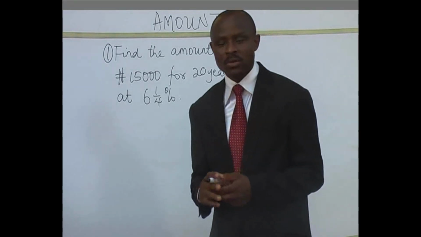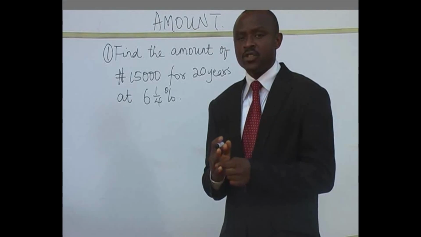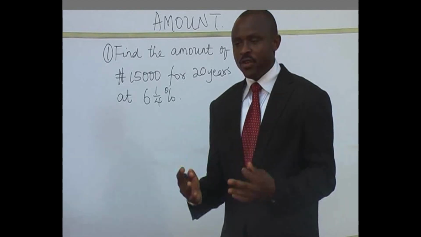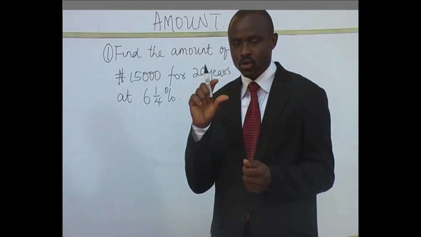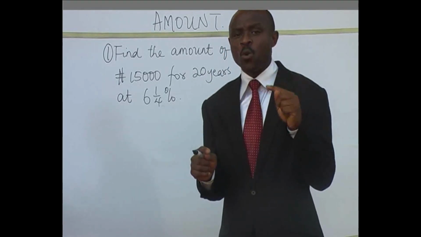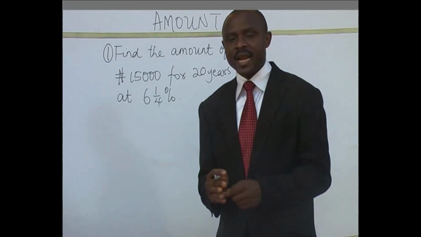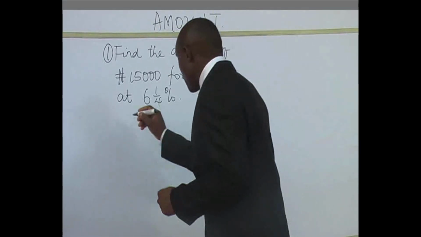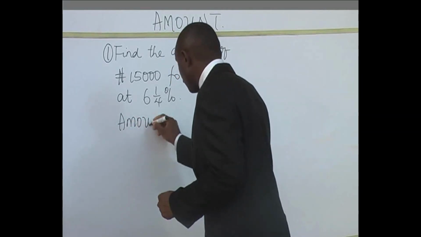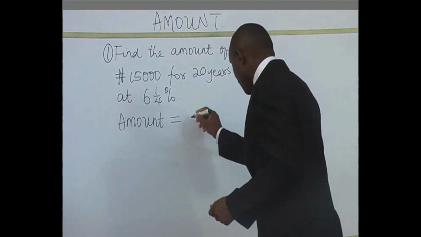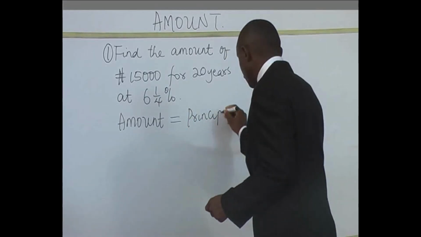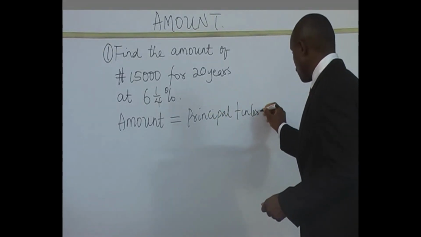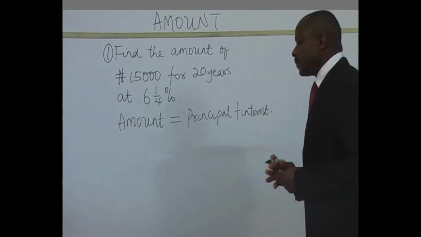We have arrived at another topic. That topic is called amount. But it's not very far from simple interest that we just concluded. When you are asked for amount, it is simply when you finish calculating the simple interest, that interest you got, add it to the principal from where you calculated the interest. That is to say that amount is equal to the sum of the principal and the interest. Amount is equal to principal plus interest. That is what amount is.